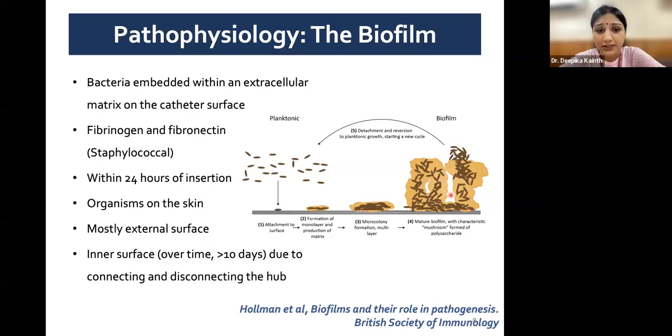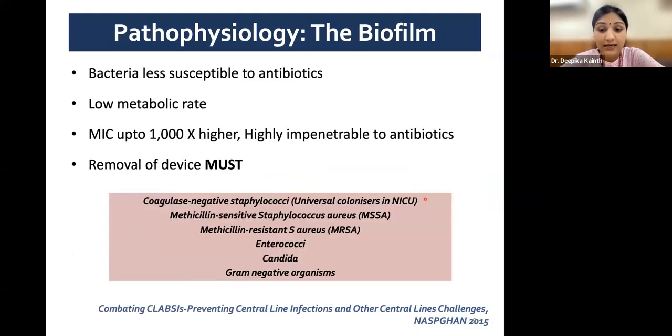Why is this biofilm such a concern? There are so many bacteria embedded in an extracellular matrix; can we not just kill them with antibiotics? But no, the problem is that the bacteria inside this biofilm have become less susceptible to antibiotics. They have a very low metabolic rate, so antibiotics cannot kill them. They have a minimal inhibitory concentration, which is a marker of antibiotic resistance, almost 1,000 times higher. And this biofilm is so thickly concentrated with the extracellular matrix in which they are embedded that it is highly impenetrable to antibiotics. So even if we continue antibiotics and even if they are timely, it will be very difficult to treat this CLABSI or kill these bacteria with routine antibiotics. So removal of the device as early as possible is a very important concept in the management of CLABSI.